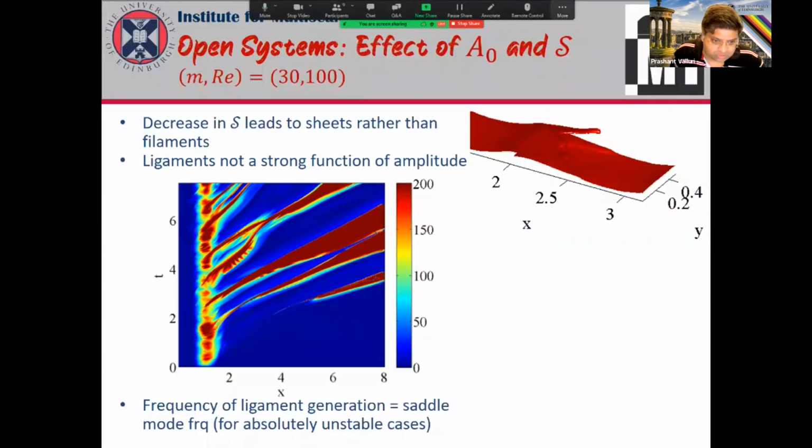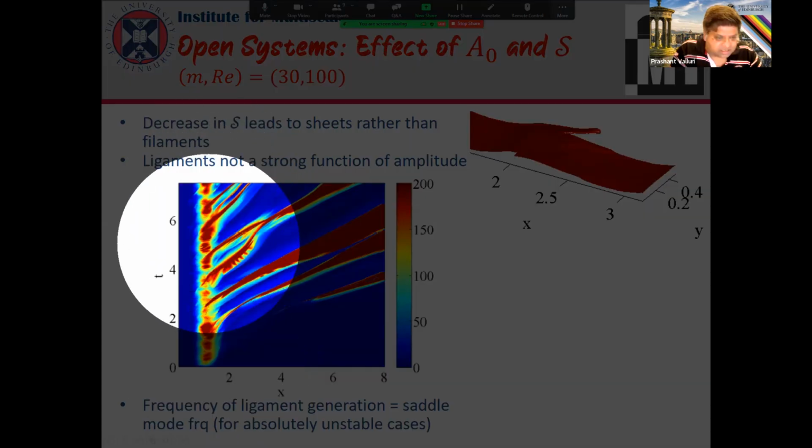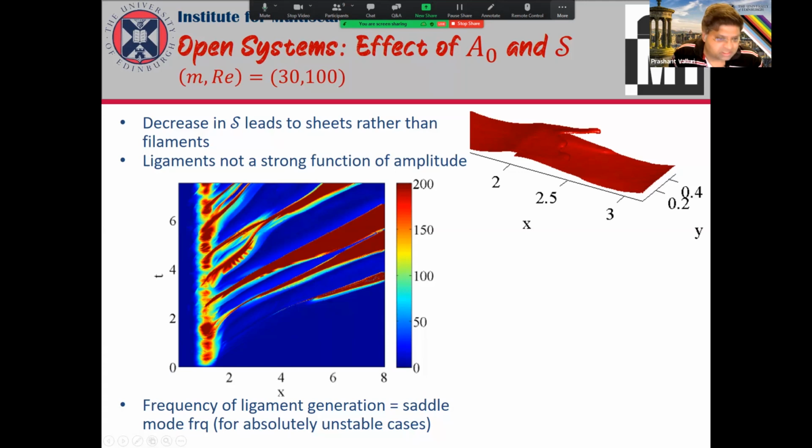So this is an important aspect for understanding what happens if you have different types of modes. For example, if you are operating your system in an absolute mode, you will see that the number of ligaments that are generated corresponds to the frequency of the most unstable mode, or the saddle mode frequency of the mode. So this is one example.